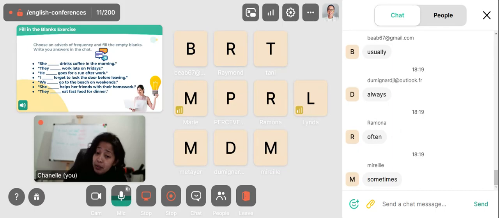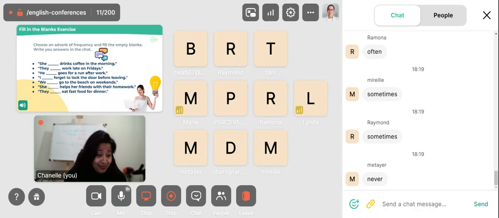I forget to lock the door before leaving. I never. I sometimes. Ramona says, I seldom forget. That is a good one. We are trying more of the advanced adverbs. I seldom. Beautiful. I never.